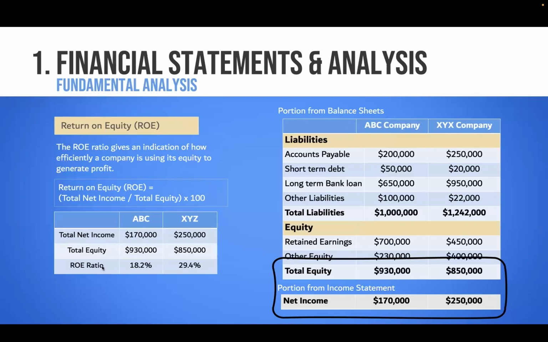So you can see here the ROE ratio of ABC is 18.2 and this one is 29.4. What it says is XYZ company has a higher return on equity. That means it's using its equity more efficiently than ABC to generate profits. These guys are doing pretty good in terms of return compared to the equity.